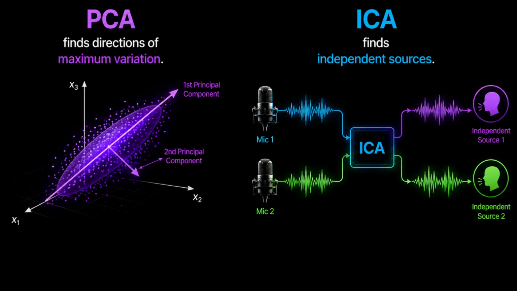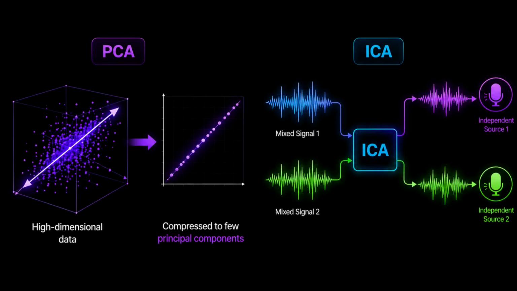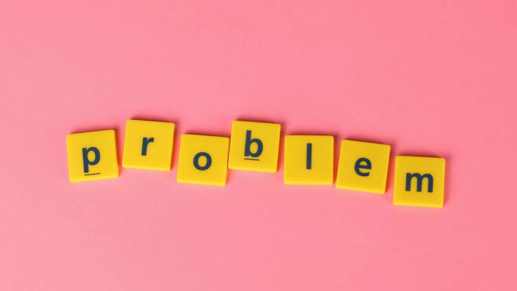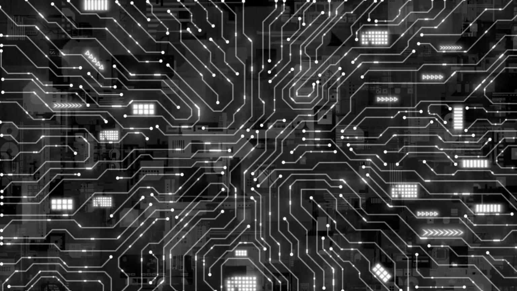PCA finds directions of maximum variation. ICA finds independent sources. So PCA helps us compress high-dimensional data, while ICA helps us separate hidden independent signals. Two different problems, two different ideas. But both are powerful tools in unsupervised learning.